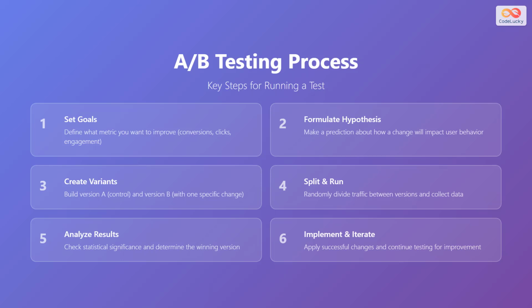Fourth, split and run your test by randomly dividing your traffic between the two versions and collecting data from real users. Fifth, analyze the results to check if the differences are statistically significant and not just due to chance. Finally, implement your findings and iterate by applying successful changes and continuing to test for further improvements. This systematic approach ensures your testing efforts lead to meaningful results.